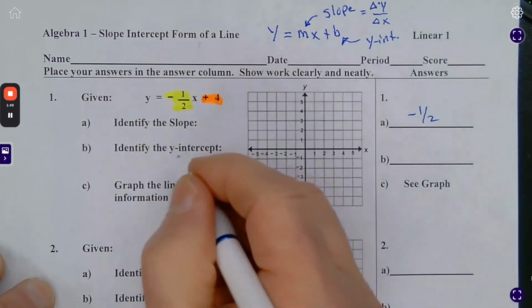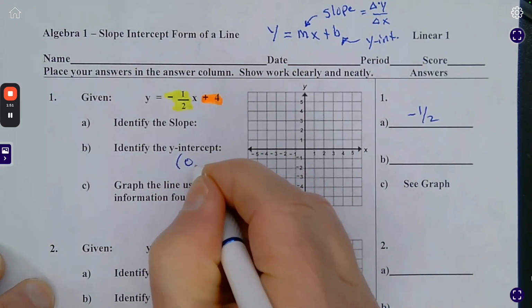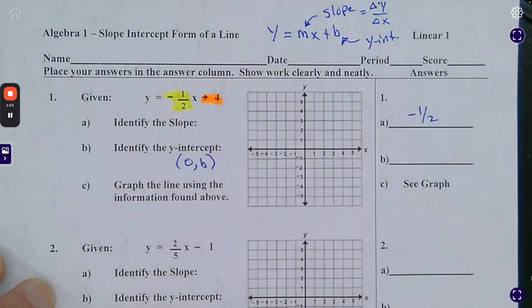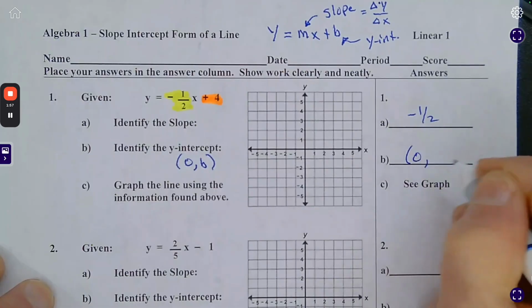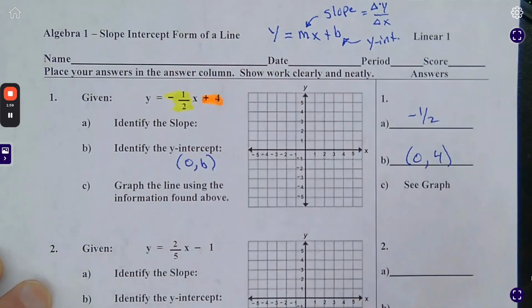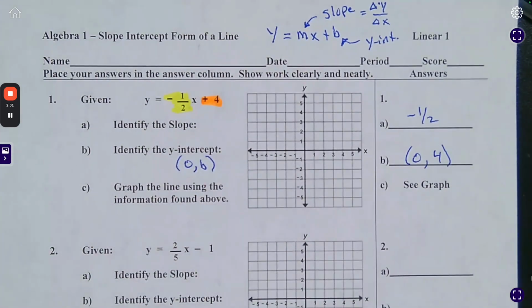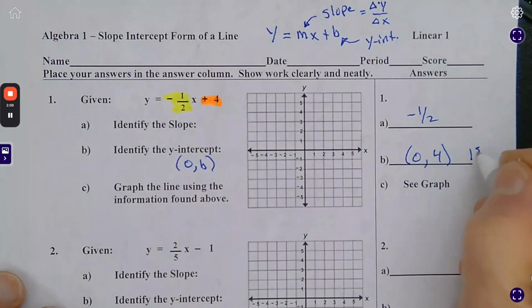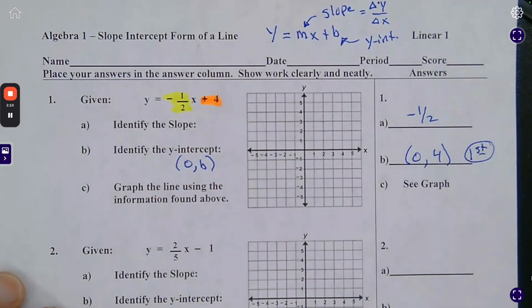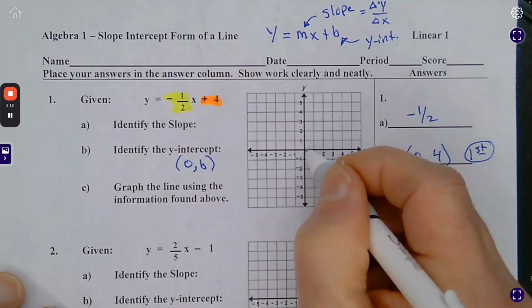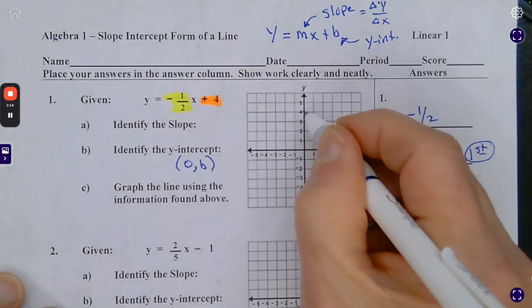Now I like to write my y-intercept as an ordered pair. They are ordered pairs, and so we should put them in that proper format. Okay, now let's graph it. To graph it, you always first plot the y-intercept. So I'm going to go to where y is 4. Y is 0, 1, 2, 3, 4.